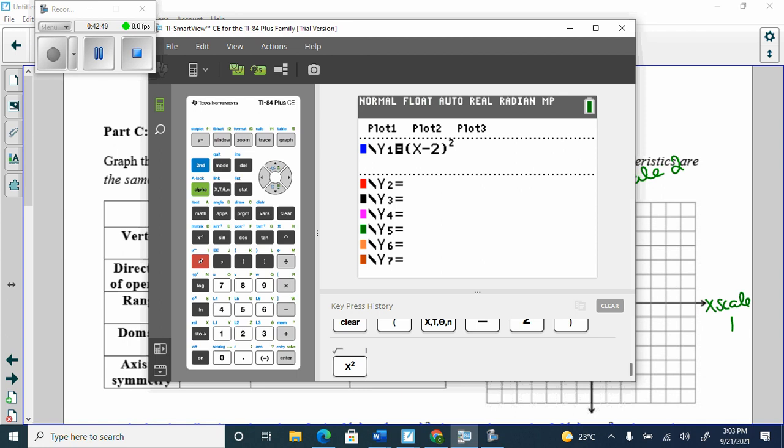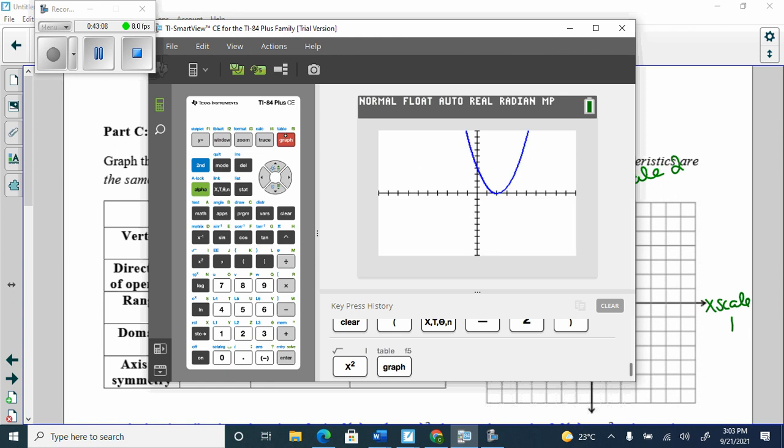So if the q moved it up and down, what do you think the p is going to do? Move it side to side, right? Now if q is positive, I move up. Q is negative, I move down. So some people will be suspicious to say, if p is negative, I'm going to move left. But let's see what happens.